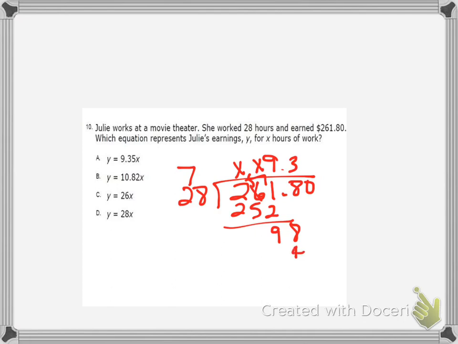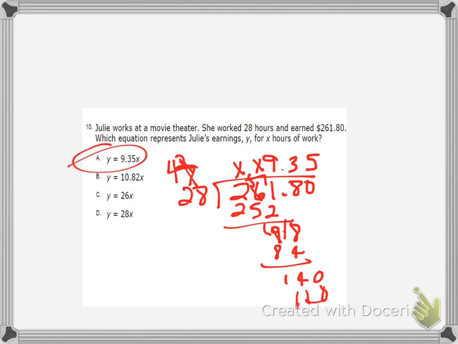So 24, 6, 7, 8. Oops, didn't have to do that. 4. And if this is 5, then we're in business. There you go. So all you have to do is do the division to find out the unit rate. I think that was the last one for this.